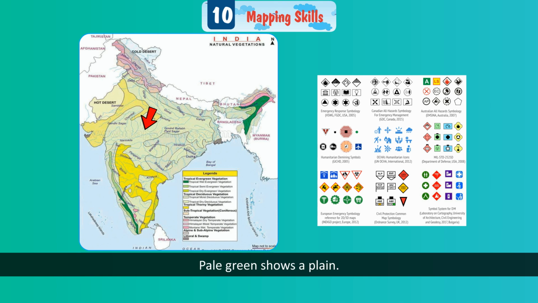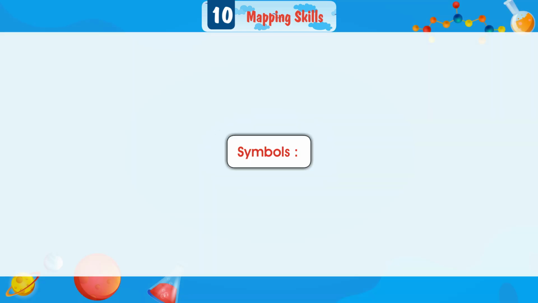Pale green shows a plain. Deep green indicates a forest. Red color shows main roads and population. Yellow indicates deserts. Brown is used to show hills and mountains. Gray or black shows buildings and roads.